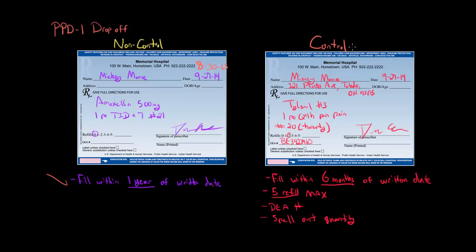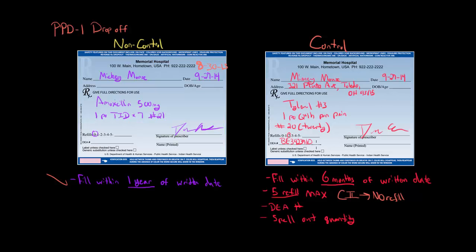Another difference, now let's go into controls. The same thing applies, but this is within 6 months of the written date for control substances. So the prescription has to be written within 6 months of the day that it's filled. Another difference for controls is that there's a 5-refill maximum. So a doctor cannot prescribe a control substance for more than 5 refills. The exception is that on control 2 substances, there are no refills allowed. There are no refills allowed on control 2s. So C3s through C5, you can have a maximum of 5, but C2s, no refills.